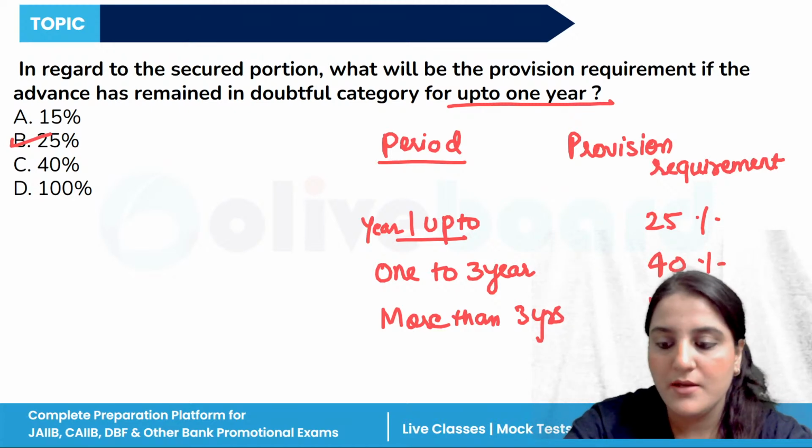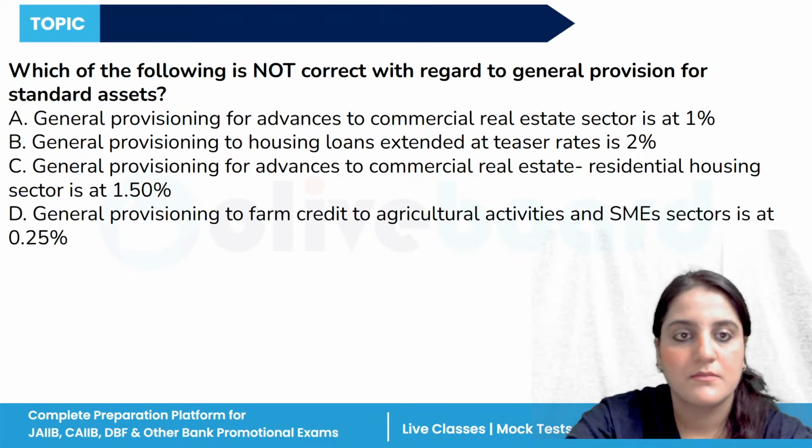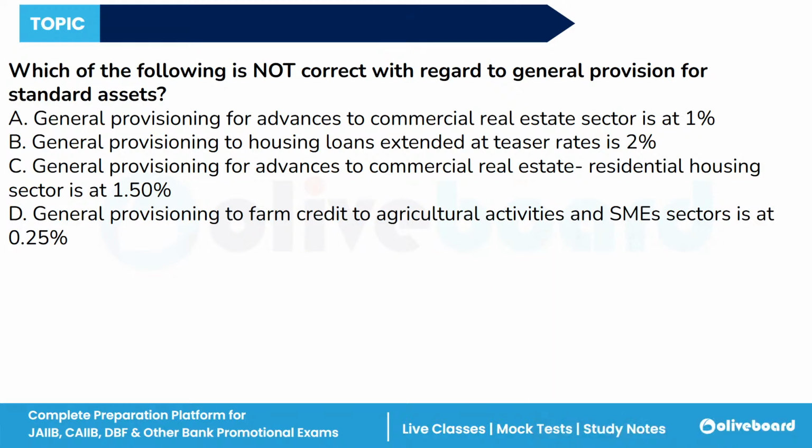Moving to the next one. Which of the following is not required with regard to the general provision for standard assets?